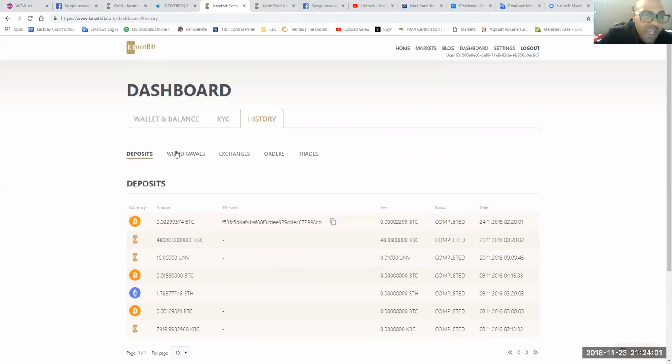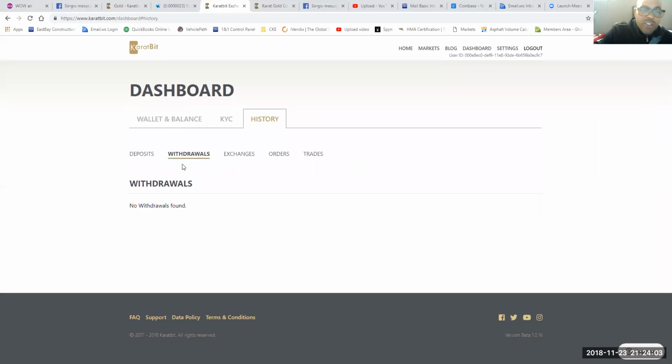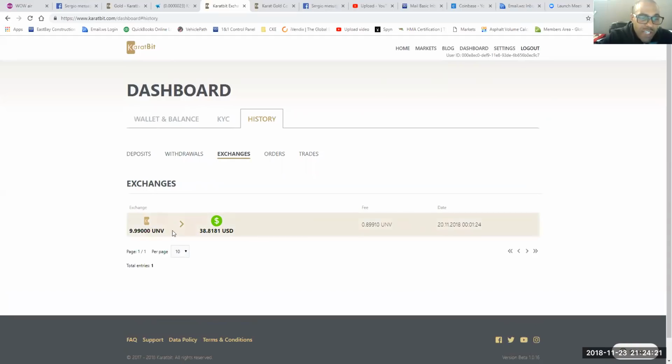So let's walk through some tabs. Right here, withdrawal. Withdrawal means when you withdraw any cryptocurrency out of the Karatbit Exchange. Of course, I have none because I'm not going to withdraw out of the Karatbit Exchange. It's not going to happen. And then we have exchange. You see, I exchanged univals for US dollars. So whenever you do any kind of exchanging of currencies, it'll show here. Now, when you buy, it's a different story. When you trade, it's a different story.